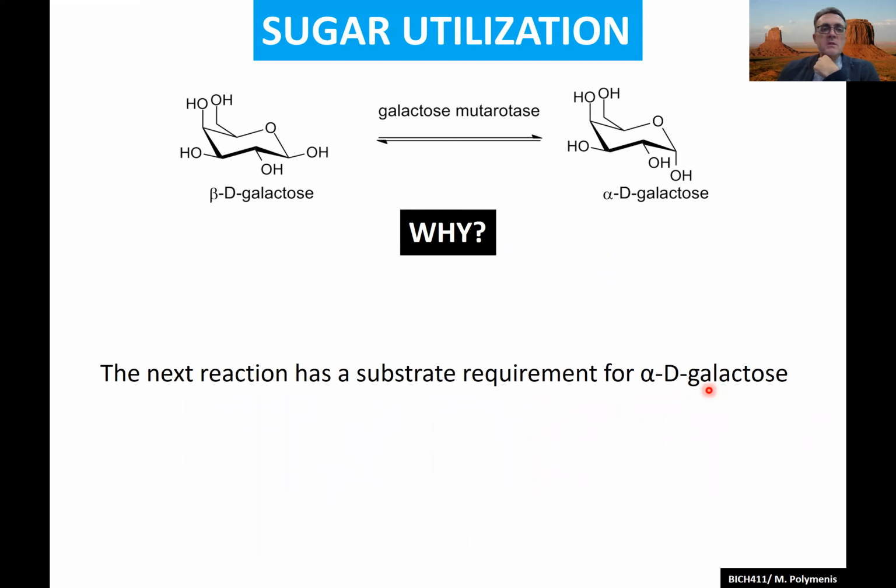So why bother with this? I mean, why change from beta to alpha? Okay, because the next reactions have a requirement for alpha galactose. So that's a must do before you can do anything else.